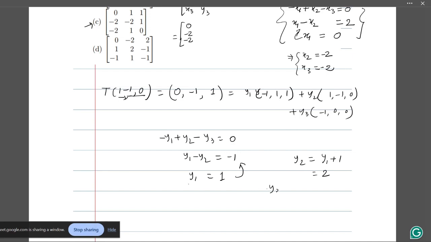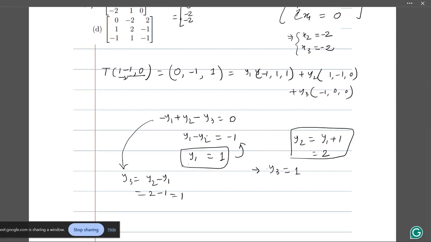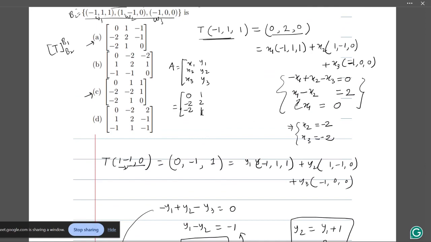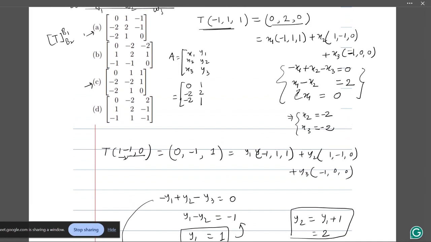Now this will imply y3 is equal to... because put 2 here, 1 here, y3 is equal to 1, right? What is y3? y3 is equal to y2 minus y1. y2 is 2, y1 is 1, so it is 1. This equation implies this, and we are putting values from here and here. So the second column will be 1, 2, 1, yes. So option A is correct.